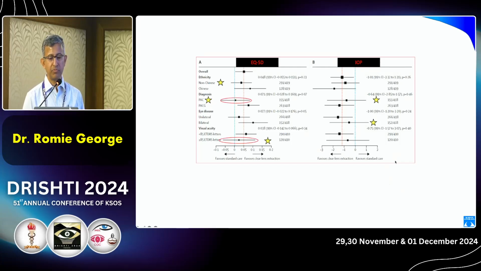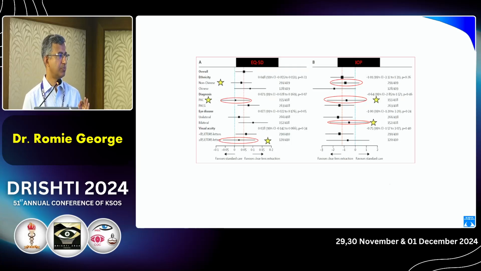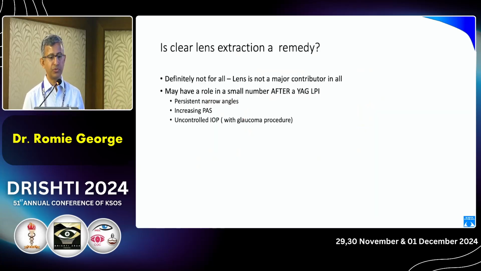And most importantly, they did not publish any gonioscopic data on what happened post LPI. And what I have shown you in the last three papers is that YAG-PI makes a difference to the configuration once you do the procedure. So if you don't know what happens post YAG-PI in our eyes, it's very difficult to say that the lens is the culprit. So is lens extraction a remedy?